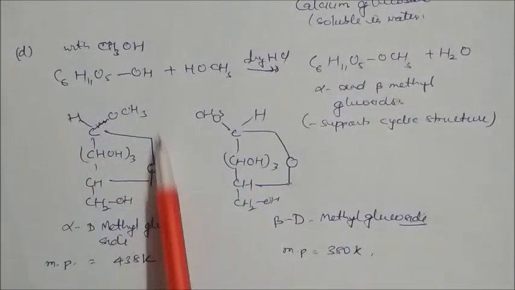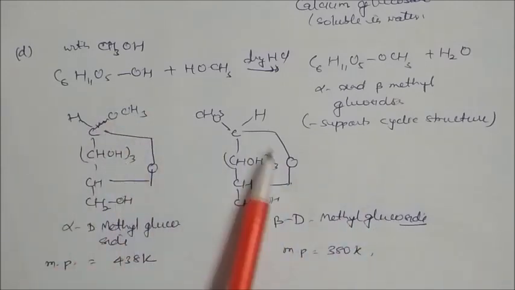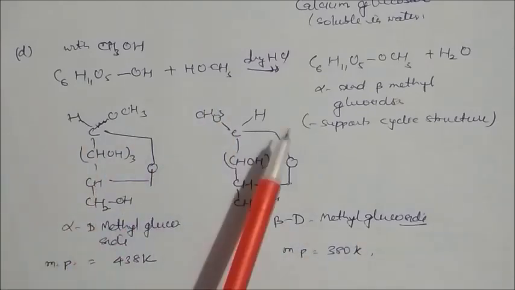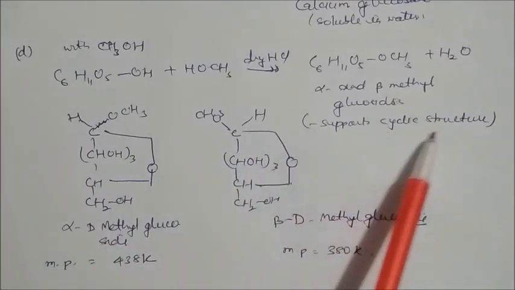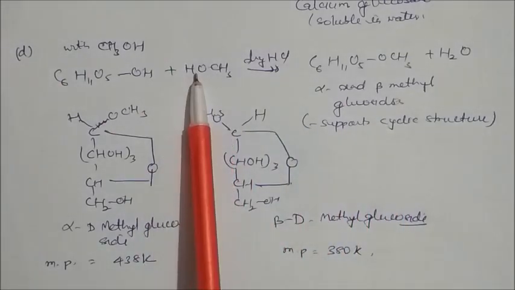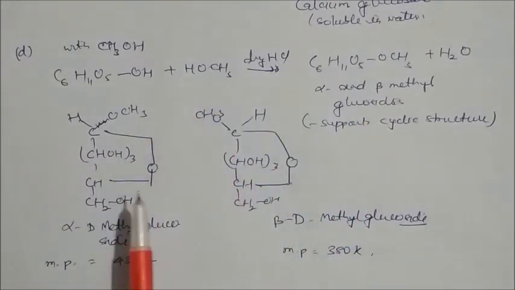So this is our cyclic structure, and we can see this is your alpha-D-methyl glucoside, and this is your beta-D-methyl glucoside. What is the meaning of alpha-D? Alpha-D means we have OCH3 on the right hand side, and beta-D methyl glucosides are those in which the OCH3 is on the left hand side. Both have different melting points. This means these two are different compounds, which supports the cyclic structure. Cyclic structure is shown by two reagents, one is CH3COCl and one is methanol. So we will see this reaction when glucose is proving the cyclic structure.